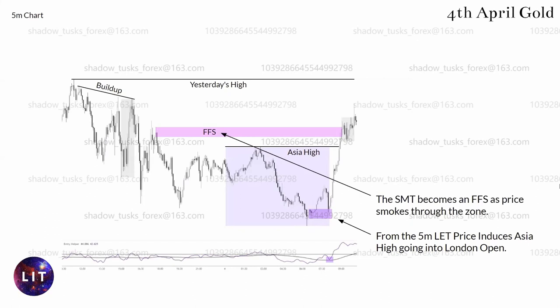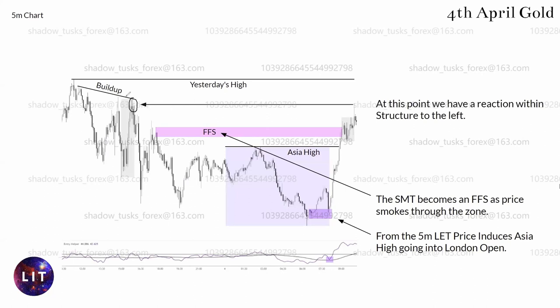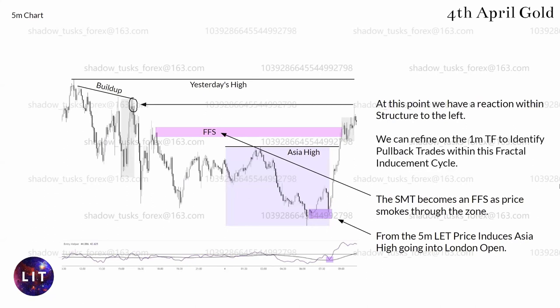What we can see currently is that price has had a reaction of structure to the left over here. So it's reacting within this structure point over here of New York the previous day. It's given a very strong reaction of a wick. Again, this is on 5M, so can't see too much over here. But what we will do is go on the 1M chart soon to see exactly what's going on and see potential entries. But let's first understand this a little better. So we can likely refine on the 1M timeframe to identify pullback trades within this fractal inducement cycle.